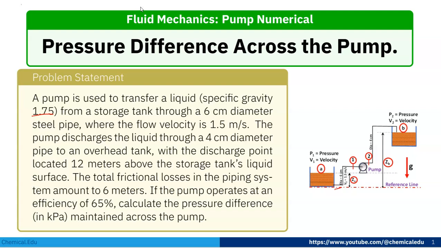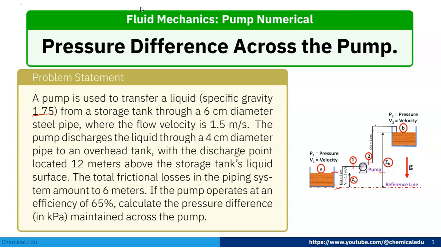The pump discharges the liquid through a 4 cm diameter pipe to an overhead tank with a discharge point located 12 meters above the storage tank's liquid surface. So this is the storage tank liquid surface. From here to here, that distance is 12 meter, and this discharge pipe diameter is 4 cm. The total frictional losses in the pump system amount to 6 meter, meaning HL is 6 meter.